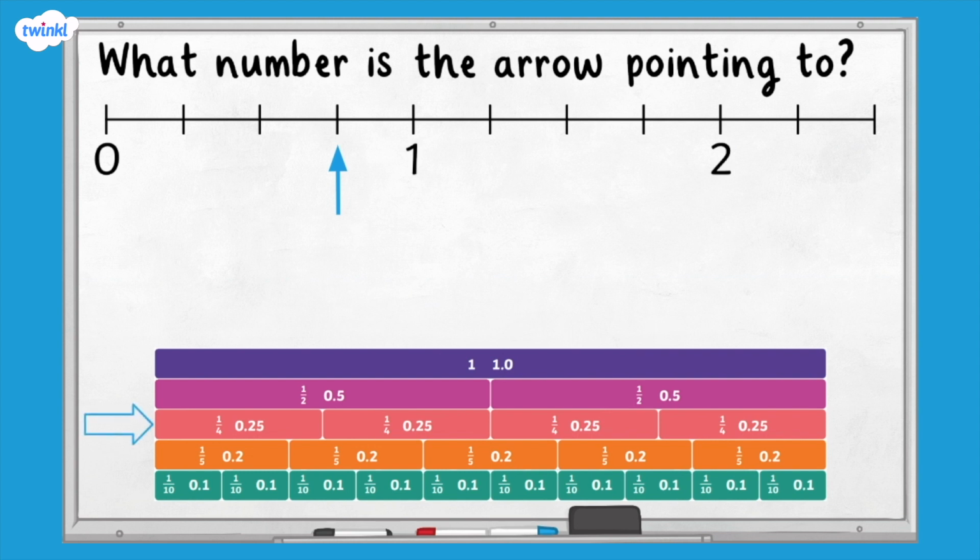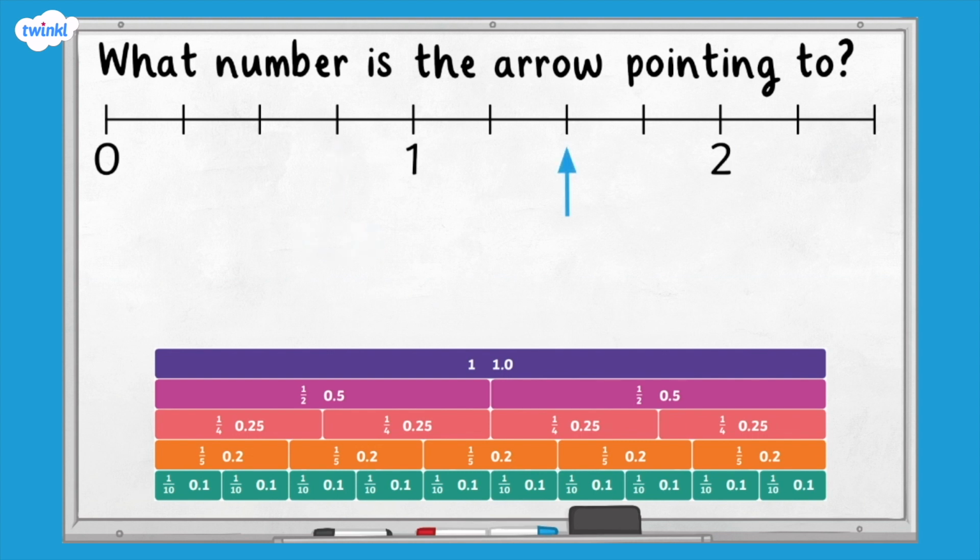1 divided by 4 equals 0.25. If each section is 0.25, we need to count in 0.25s to find the answer. The first marker after 0 will be 0.25. The second marker will be 0.5. And the third marker will be 0.75. So the arrow is pointing to 0.75.